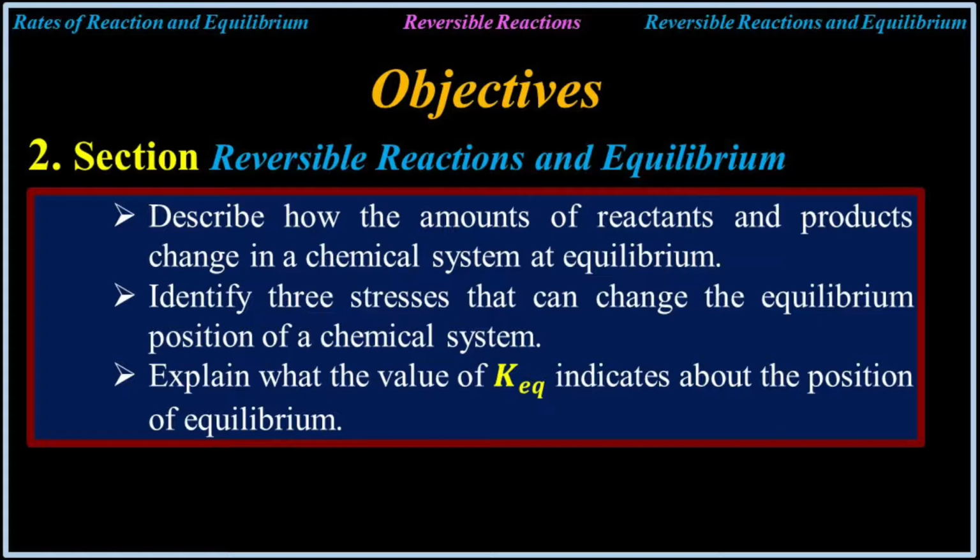Section 2. Objectives: reversible reactions and equilibrium. Describe how the amounts of reactants and products change in a chemical system at equilibrium. Identify 3 stresses that can change the equilibrium position of a chemical system. Explain what the value of Keq indicates about the position of equilibrium.